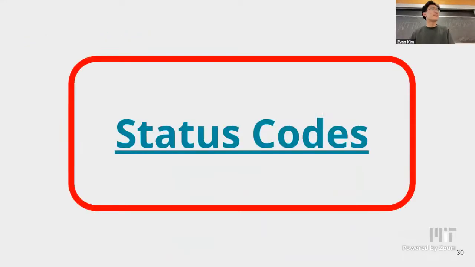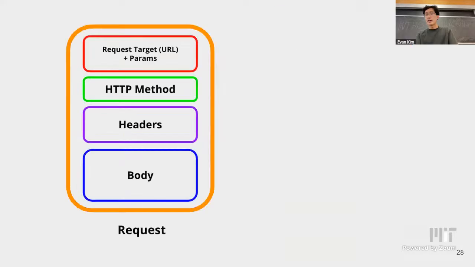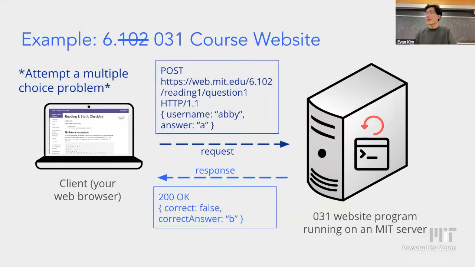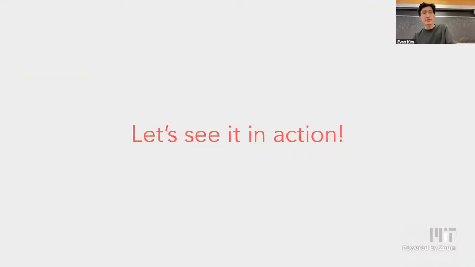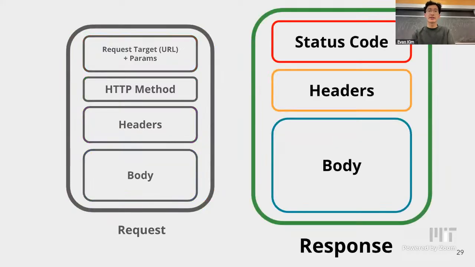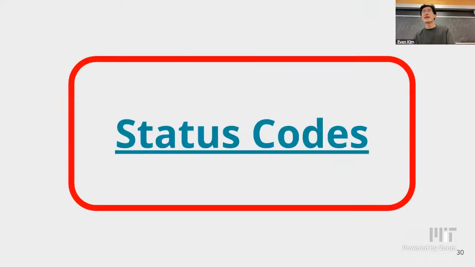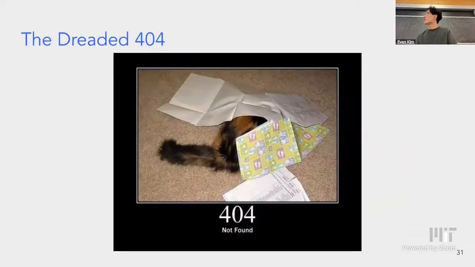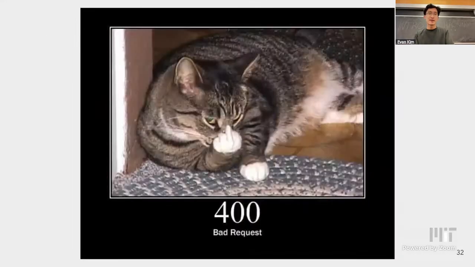So status codes. As you saw in this earlier slide, this response contains this code 200 OK. And there are all sorts of these status codes that the server uses to signal whether there's an error or whether the response went through. The most infamous one is 404, which you might know as not found. This is what happens when you query an endpoint and it does not exist on the server. For example, if you go to the wrong link on a website, then often you'll get a 404.